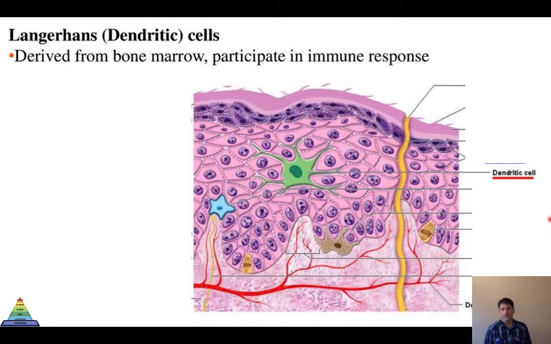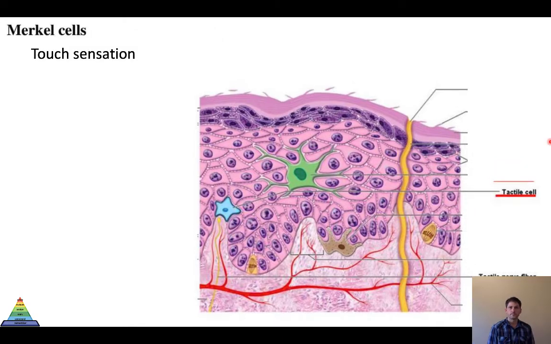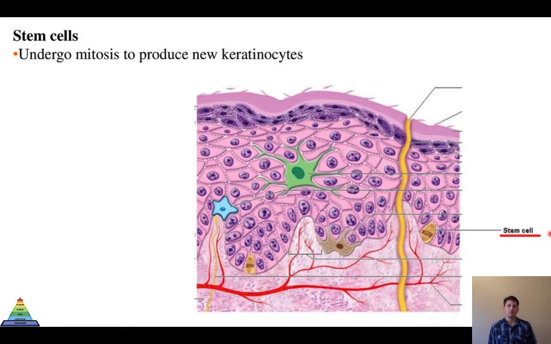Dendritic cells or Langerhans cells come from our bone marrow, and they help participate in immune responses. So if your skin is damaged and a little pathogen gets inside, these cells can help elicit an immune response. Then we have Merkel cells, little tactile cells that help in touch sensation, and we'll look at the difference between those and Pacinian corpuscles or Meissner's corpuscles.